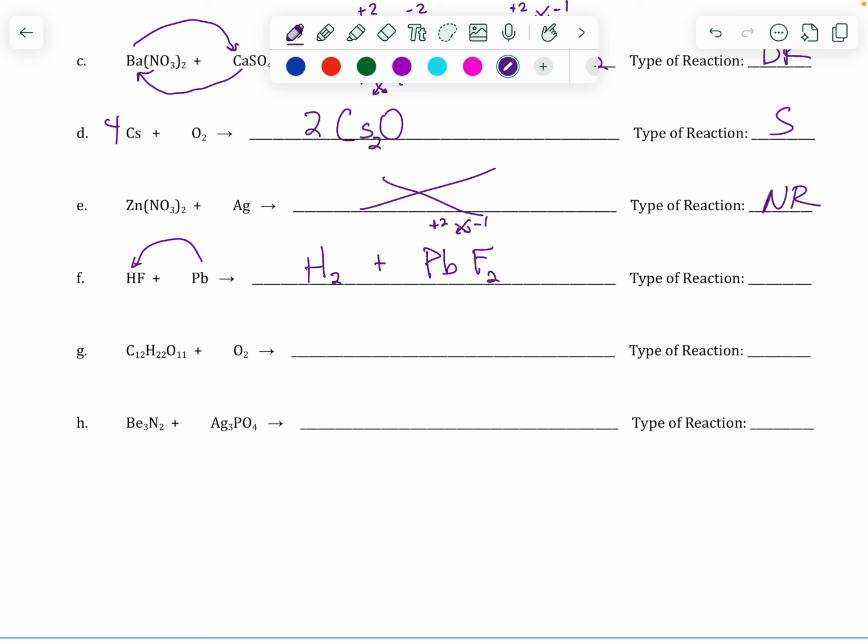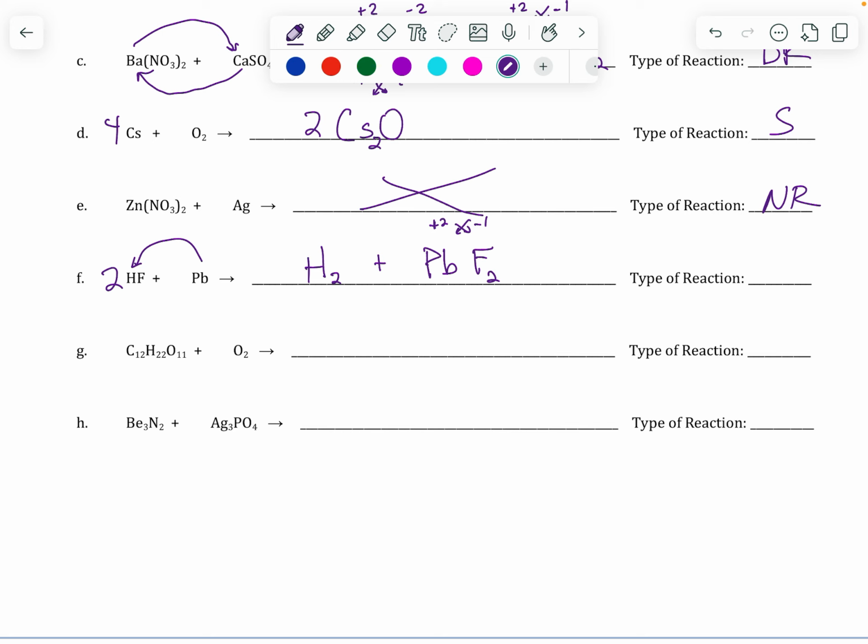And now we balance everything out, and I need just a 2 in front of the hydrofluoric acid, or hydrogen monofluoride for our naming rules, in order to balance everything out. Type of reaction here, this was a single replacement. That worked. G, I see CHO, immediately combustion, which means immediately CO2 plus H2O, in whichever order you prefer.